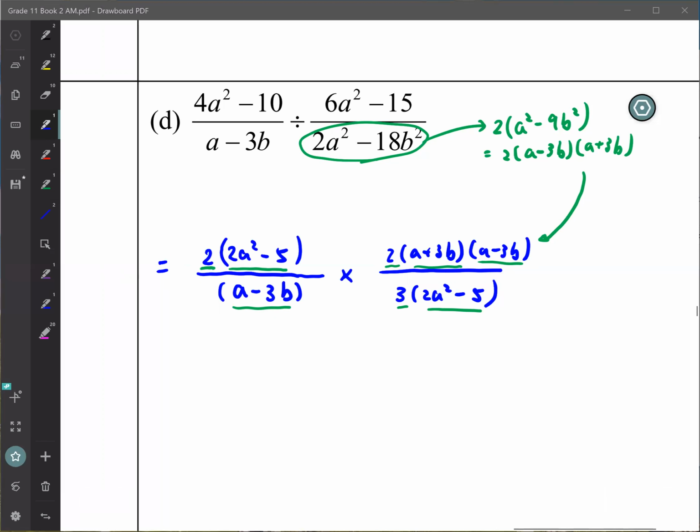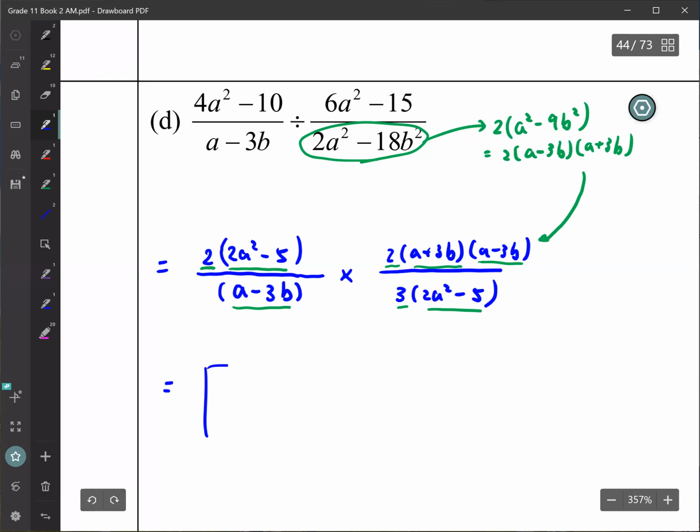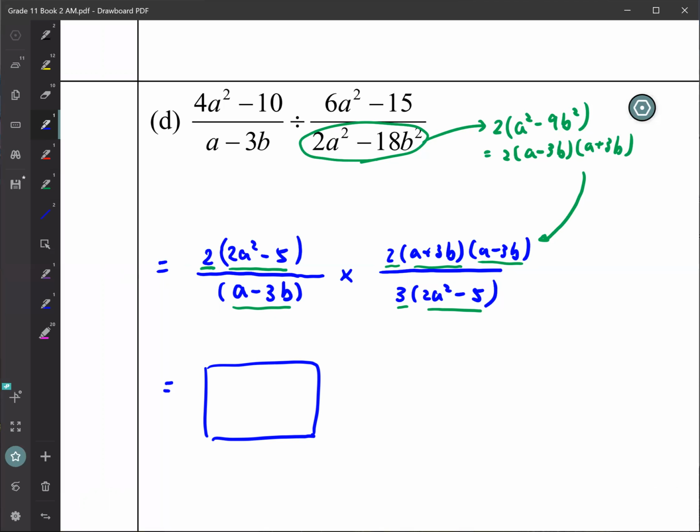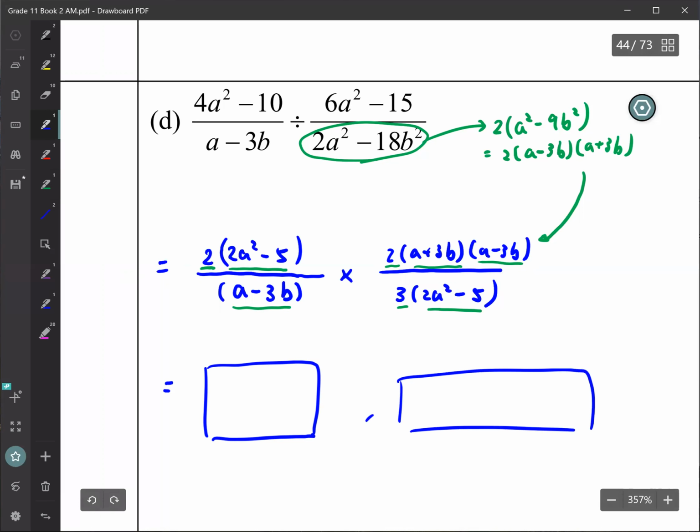Okay, when you finish canceling, you can raise your hand, write down what's left, okay? And don't forget restrictions, okay? Restriction on the side. Remember, for dividing, you have 3 places to find restrictions.